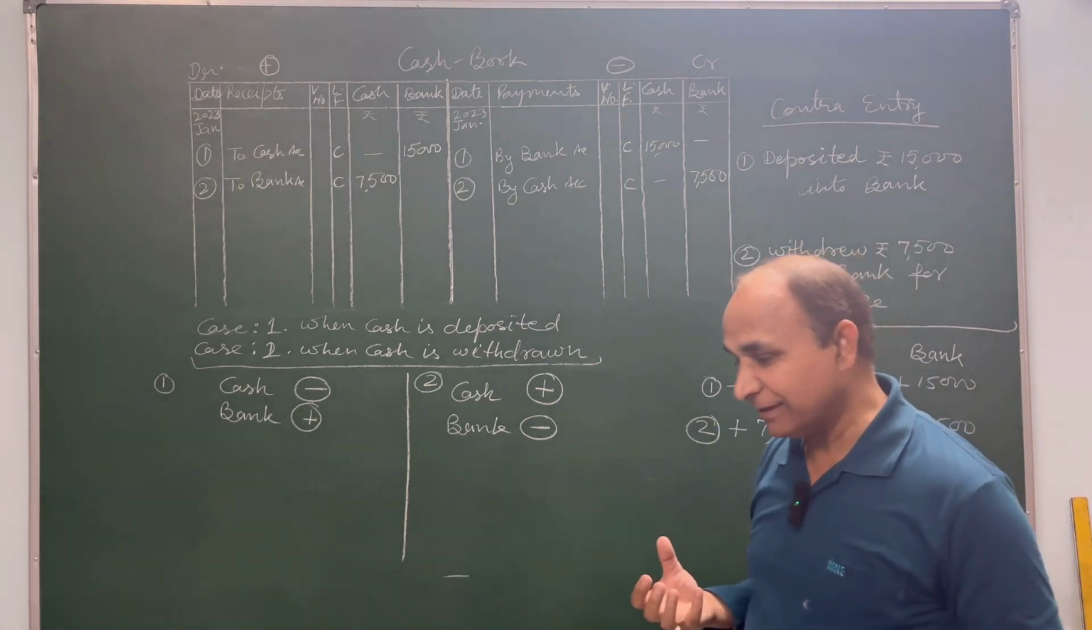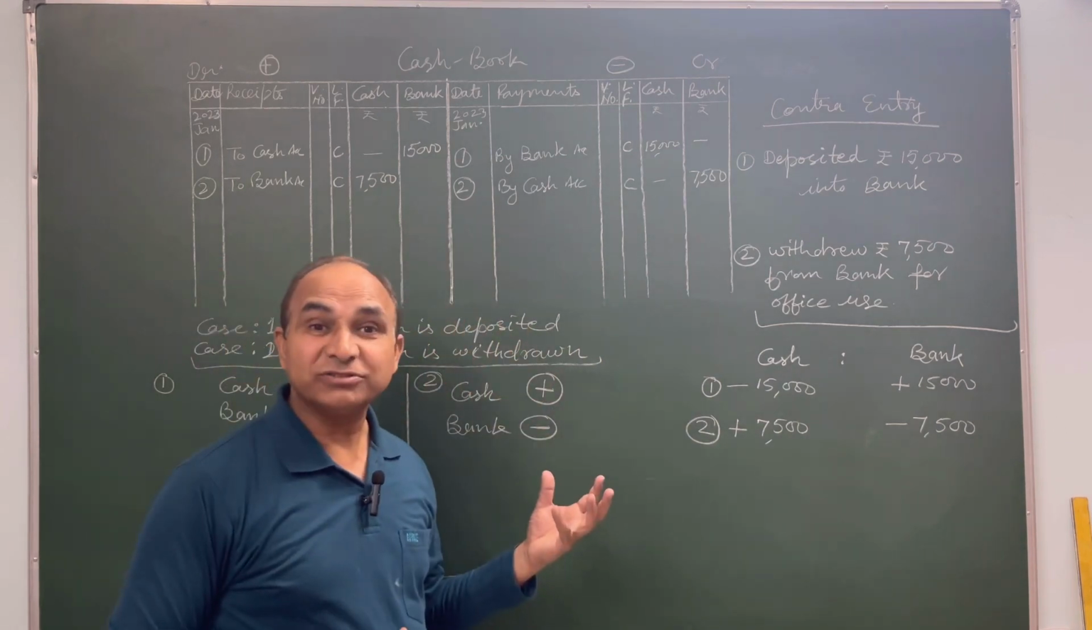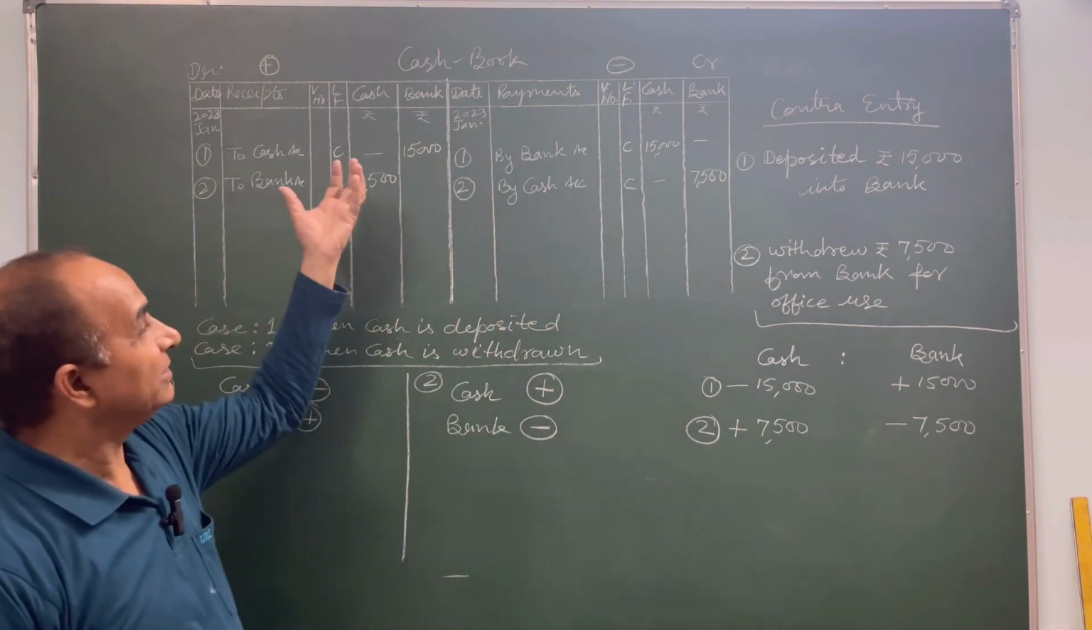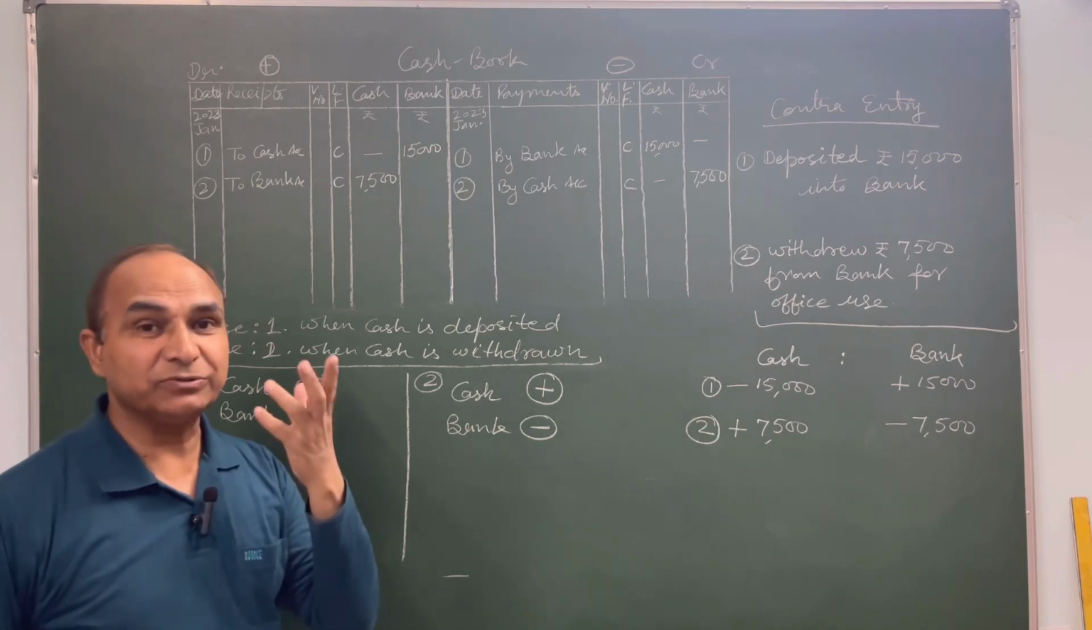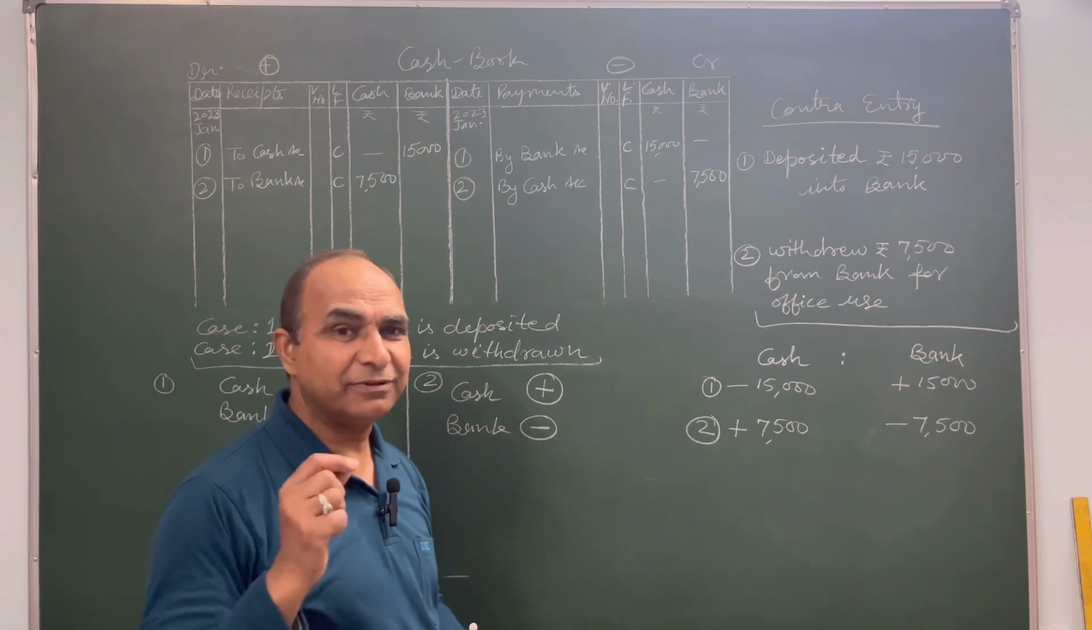So friends, I believe the contra entry concept which is used in two column cash book is clear to you. Practice it firstly with illustrations, then from the exercise.